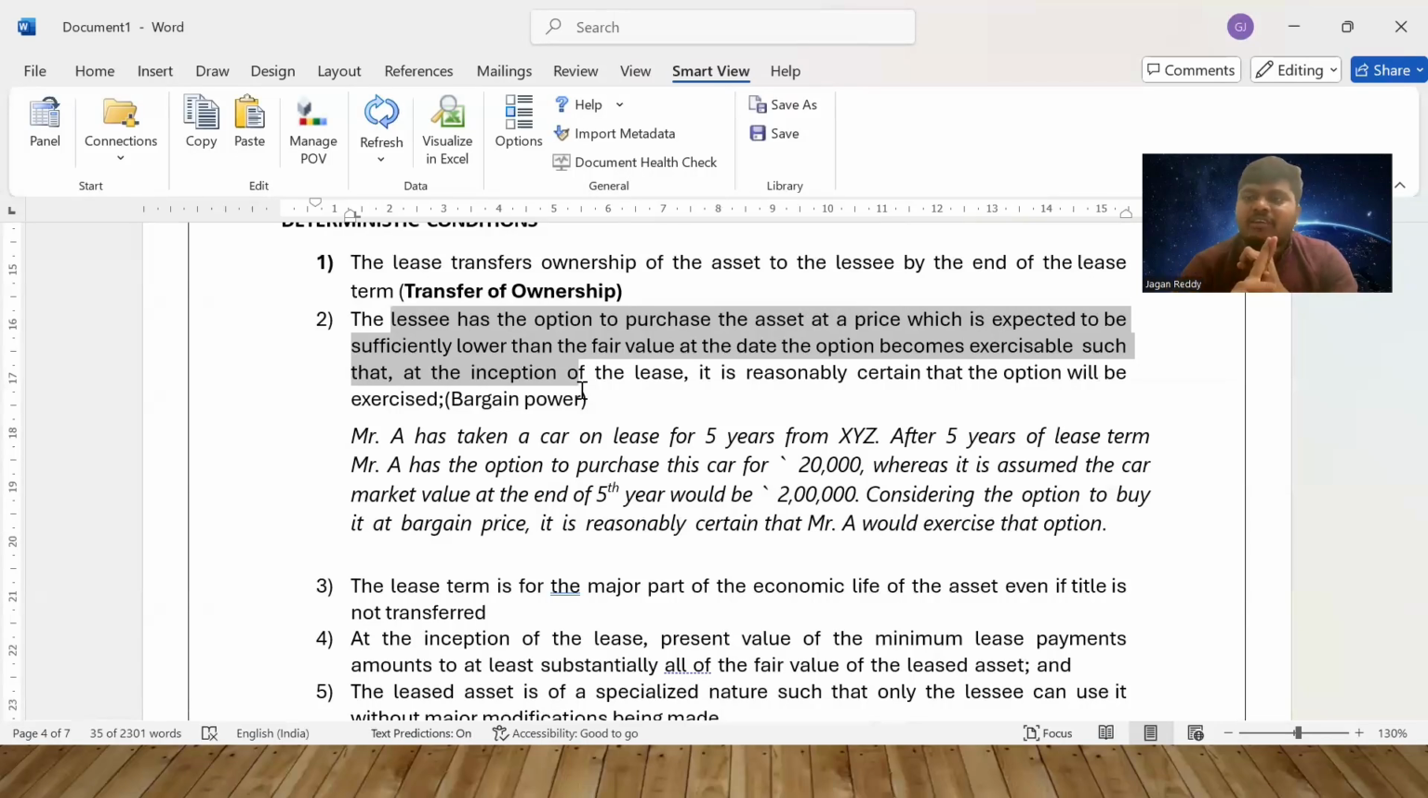if the majority of the life is with the lessee only, then it should be considered as a finance lease. If the majority of the amount is recovered from the lessee, then it is also considered as a finance lease. And the fourth point is, if the asset is specially made for the lessee only, then it should be considered as a finance lease. If the option is exercisable for transfer of ownership and it is beneficial to the lessee, then also it should be considered as a finance lease. If these conditions are not satisfied, then it should be treated as an operating lease.